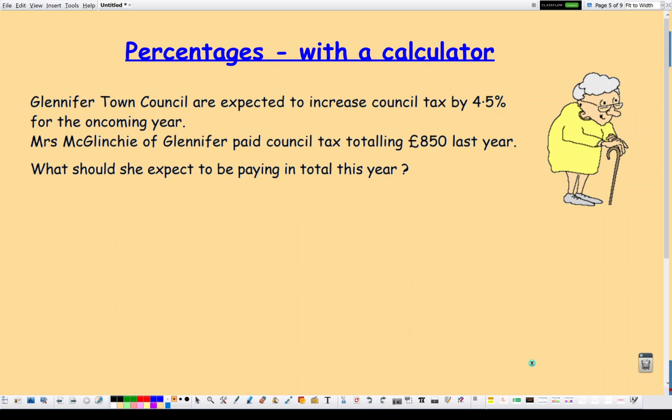So what I want to do now is have you do this question. Okay, so Glenaford Town Council are expected to increase council tax by 4.5% for the oncoming year. It says Mrs McGlinchey of Glenaford paid council tax totalling £850 last year. So what would you expect to pay this year? So it was £850. They are expected to increase by 4.5%. So what should she expect to pay this year? So do this question now, please.